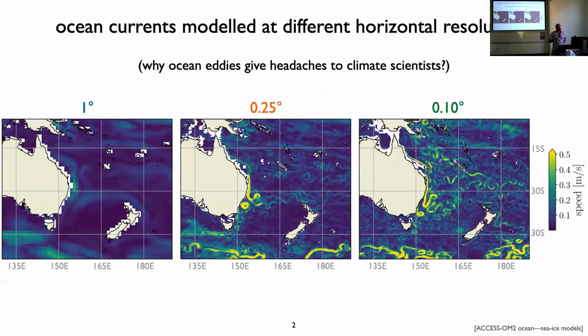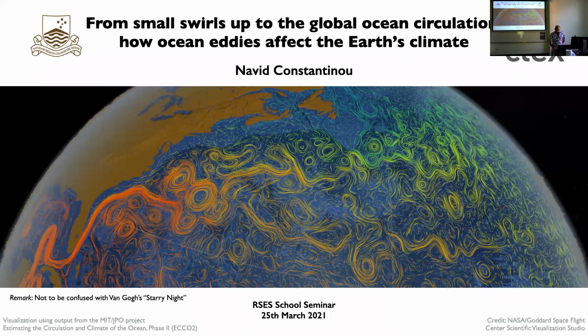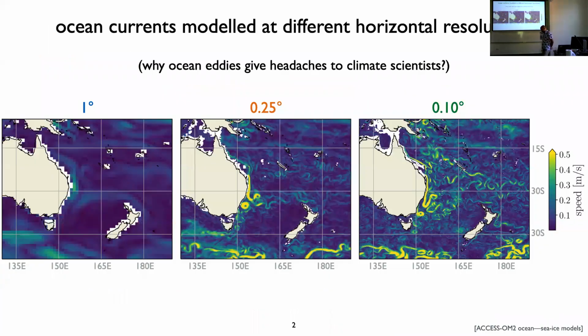Is that a computation or an observation? This is a model informed with observations. So it's assimilating as many observations as possible, but it is a solution of the model. As I mentioned in my abstract, these eddies are beautiful, of course, but they give us a lot of headaches. And why do they do so?